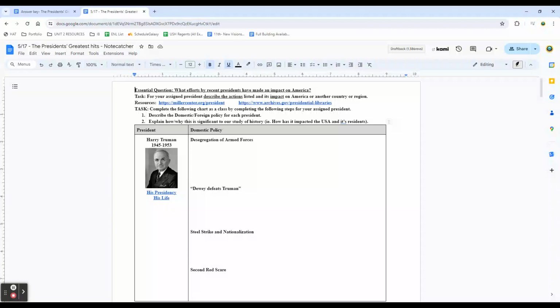Everyone, today we're going to go through the presidents' greatest hits. We're going to do something specifically for students who benefit from reading and pausing while they go through. This is what the organizer looks like for you.